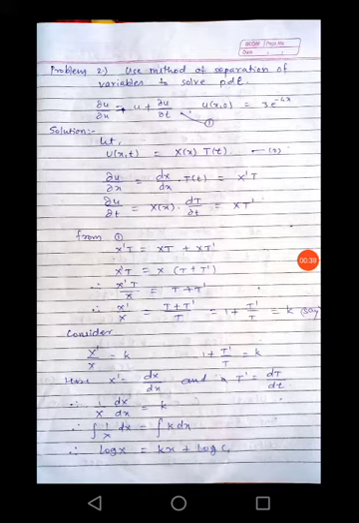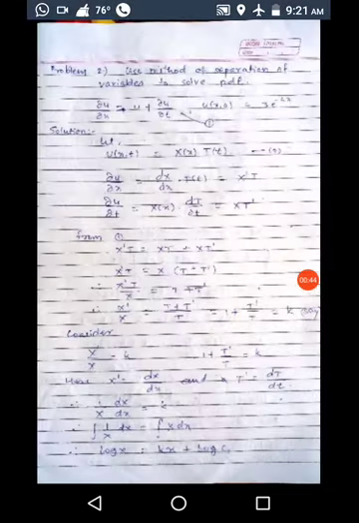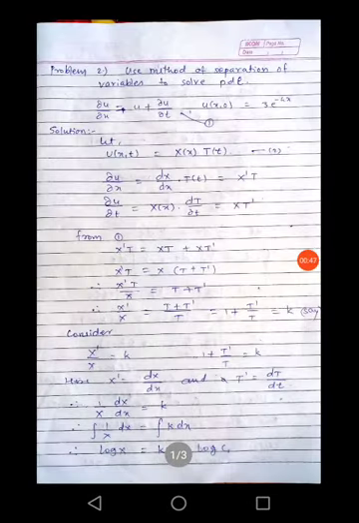Now let the solution of this problem be represented as equation number 2: u(x, t) = X(x) T(t). So a function of x and a function of t, multiplied together, represents the solution, and that will be equation number 2. Now differentiate partially with respect to x first and with respect to t then, and write the two different steps.